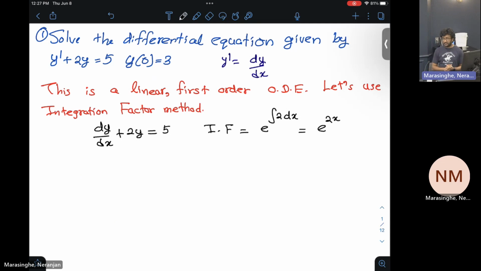So what is my next step? I have to multiply my differential equation by the integration factor. We get e to the 2x dy over dx plus 2 times e to the 2x times y is equal to 5 times e to the 2x. Okay. Then recall the trick that we used. What is the summation?